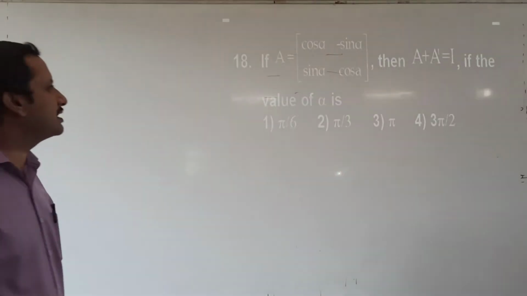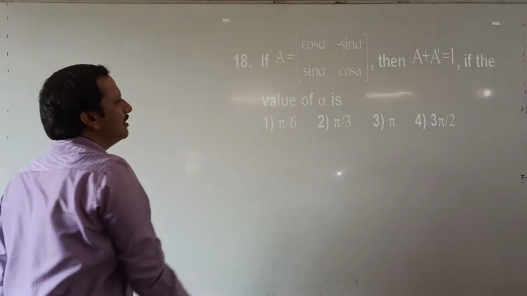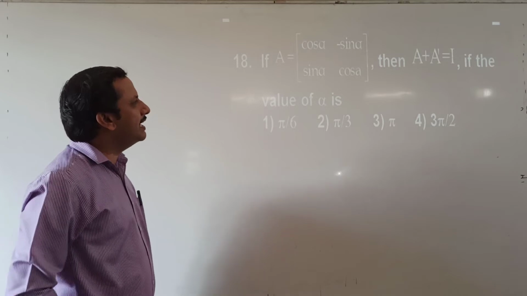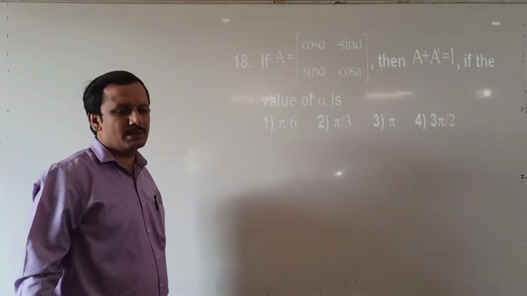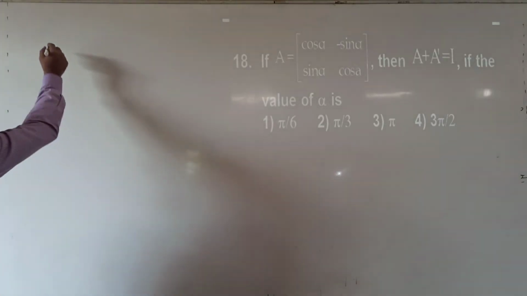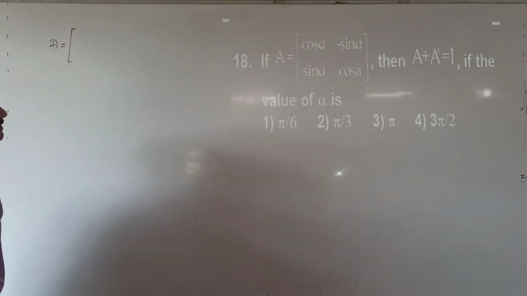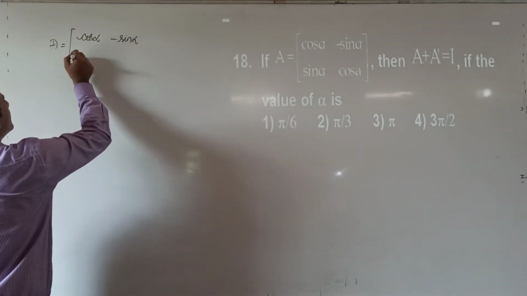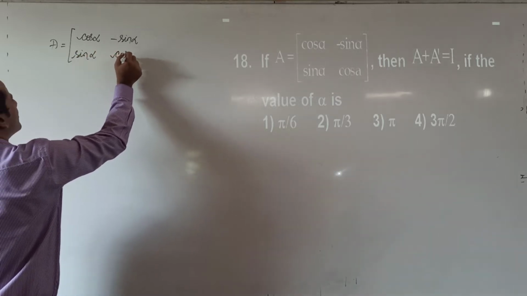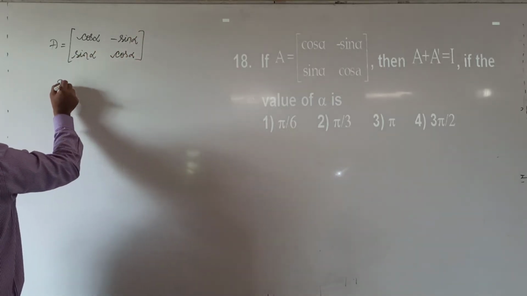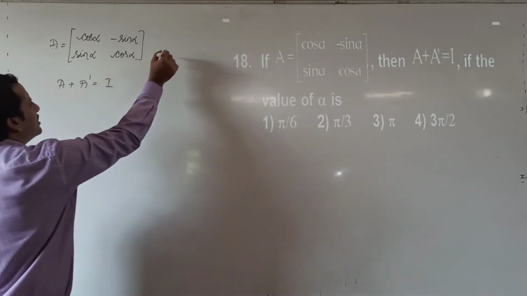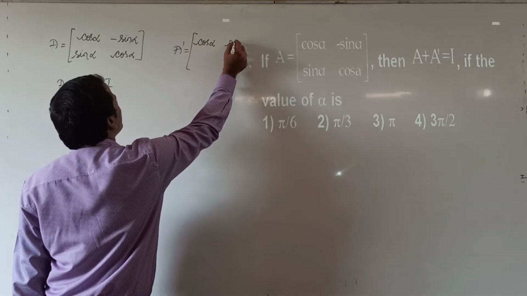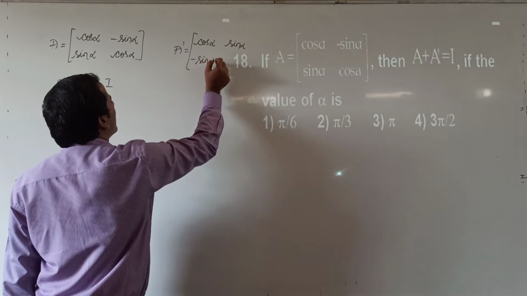Then look at question number 18. If A is the matrix cos alpha, minus sin alpha, sin alpha, cos alpha, it's printed as a but should read as alpha. Then A plus A dash is equal to I, if the value of alpha is. So they have given that A plus A dash is equal to I. The given matrix A is cos alpha, minus sin alpha, sin alpha, cos alpha. Okay, this is A. Given that A plus A dash is equal to I, from this I can write what is A dash. A dash is just the transpose of this. You get cos alpha, sin alpha, minus sin alpha, and cos alpha.